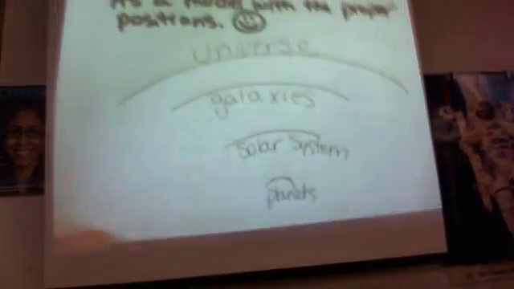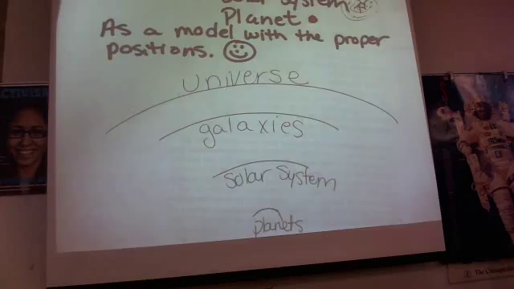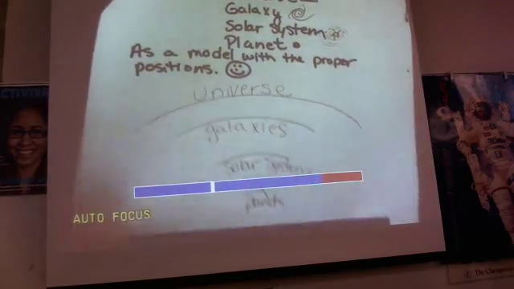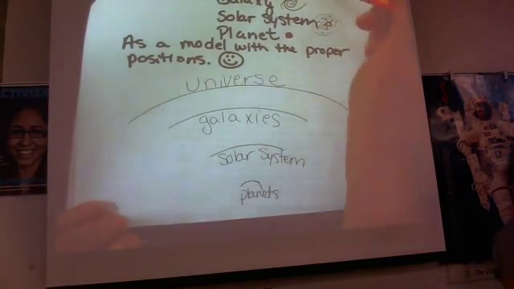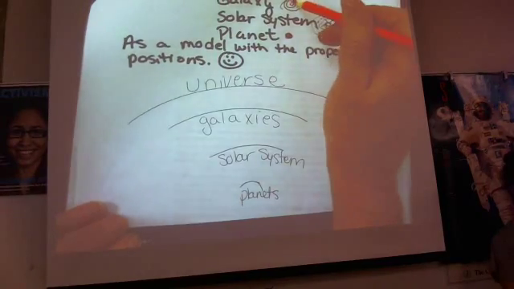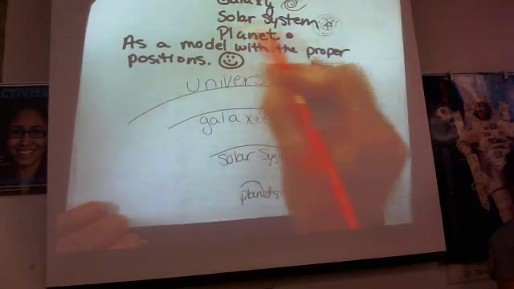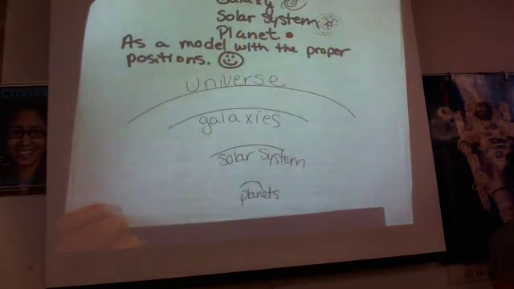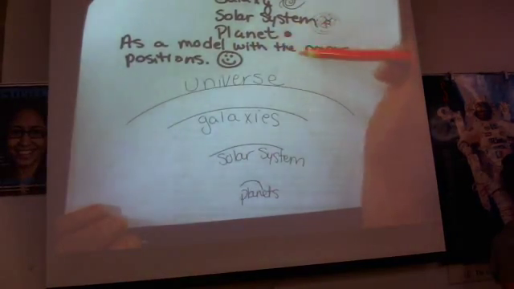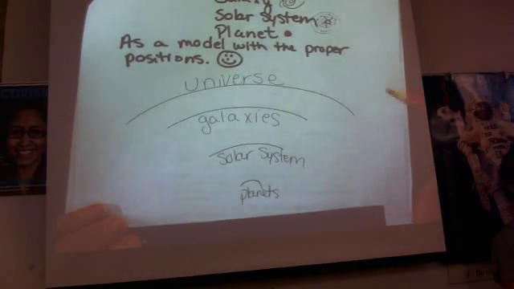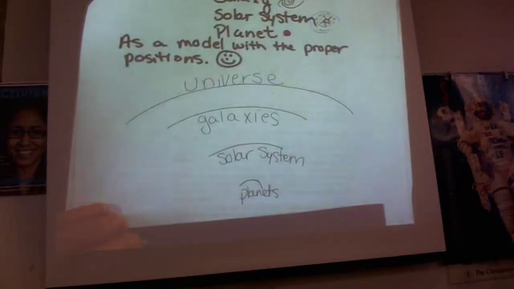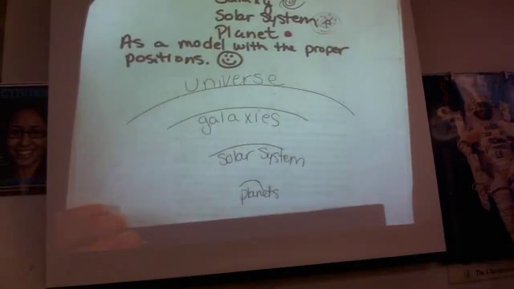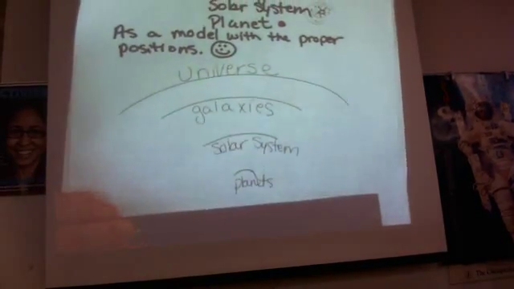Ready? Okay. All right, on this next one, what I'm going to have you do is use the universe as a square, galaxies as a spiral shape, the solar system as the sun, and a planet as a red dot. What I want you to do is draw those as they are in relationship to each other. So before we do that, we're going to do this little review.